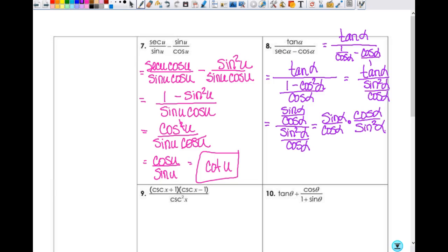Can I reduce some stuff? Yes, the cosines cancel out because this is multiplication. This sine cancels out with one of these. So that leaves me with 1 over sine alpha, which is what? Cosecant alpha, no squareds. And be careful with your 2's and your squareds. It's easy to kind of get those in the wrong place too.